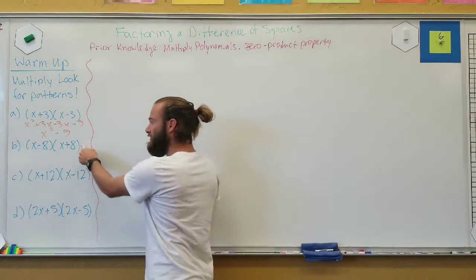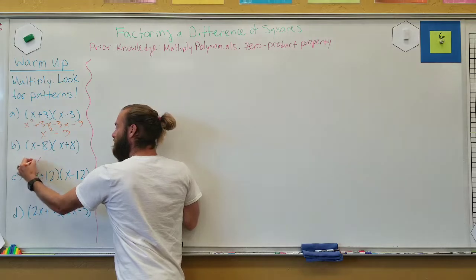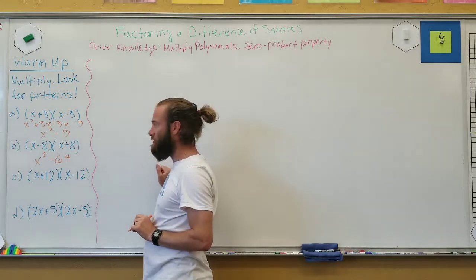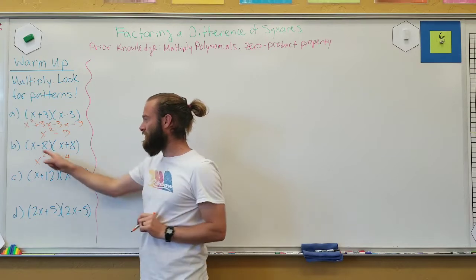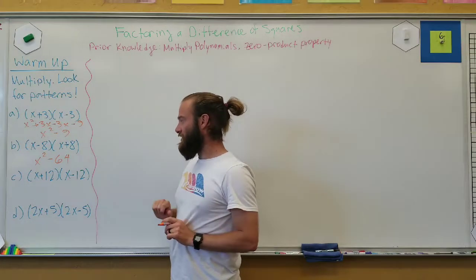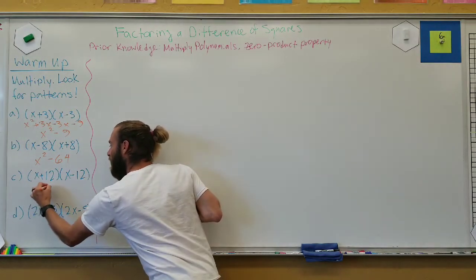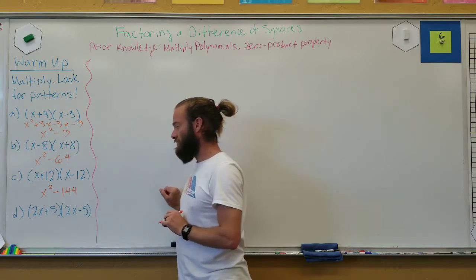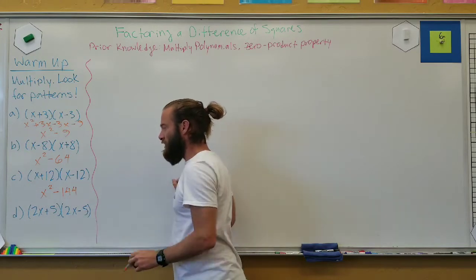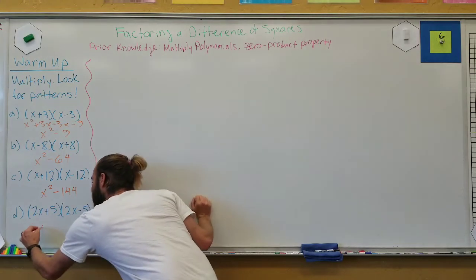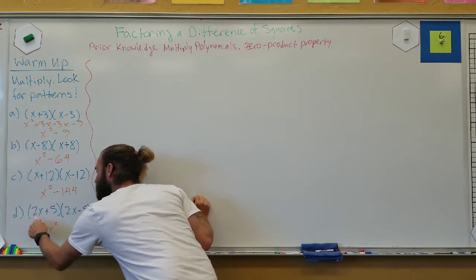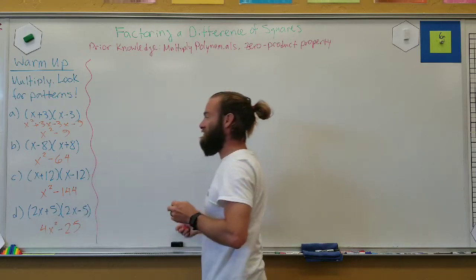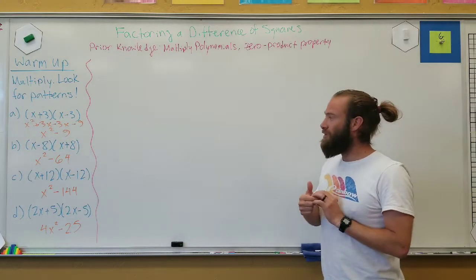Okay? And in this one here, you'll notice that we have x squared minus 64 once you simplify it all out. So look real carefully at how we got that. And the next one, x squared minus 144. And then this one is not just going to be x squared. You're going to have a 4x squared, right? Because we got the 2x times 2x. And then minus 25. So hopefully you notice that pattern there.